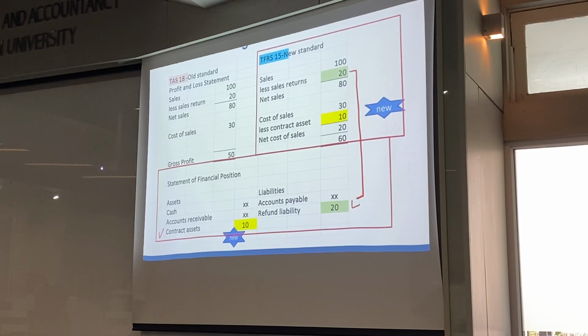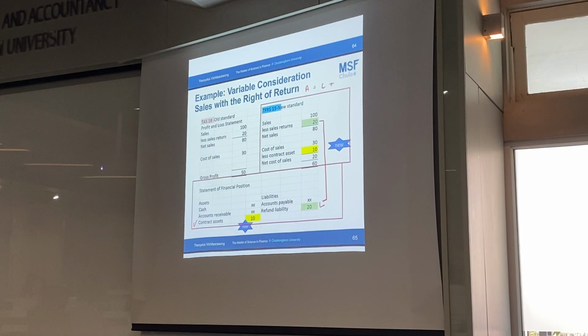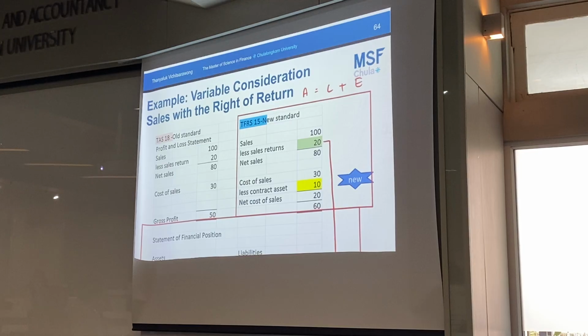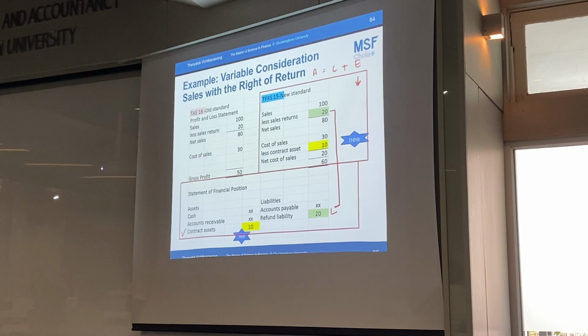Okay, if you look at the accounting equation, assets equal liabilities plus equity. You have sales return to reduce the amount of refund, right? So the sales return will reduce the revenue, equity will reduce, and then you book a liability. This is the refund liability. Refund liability increases.